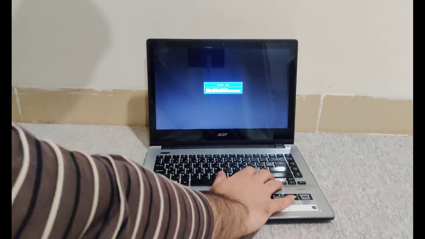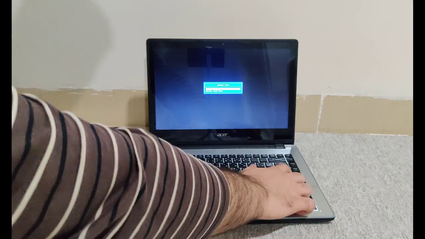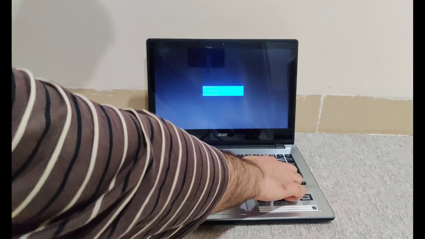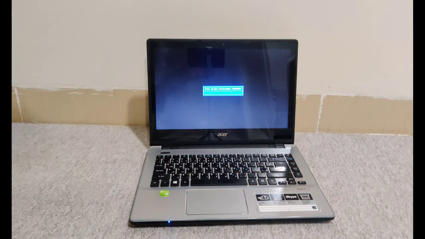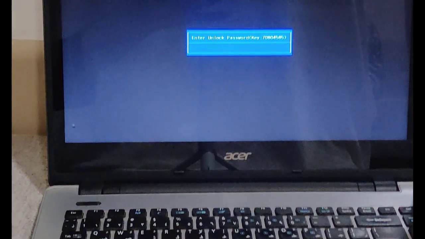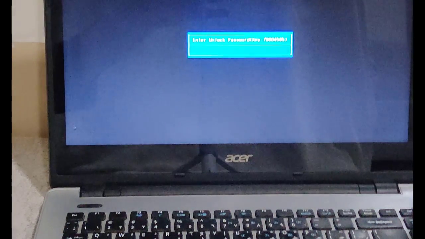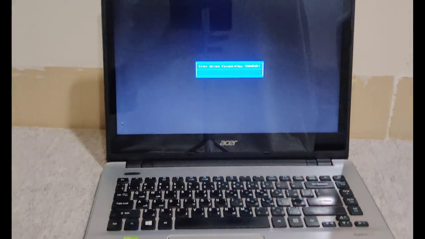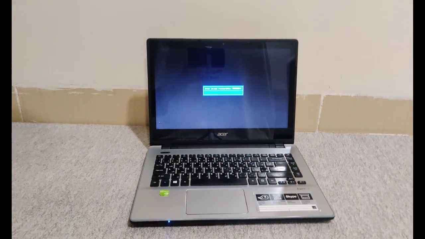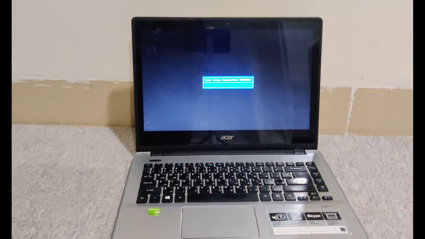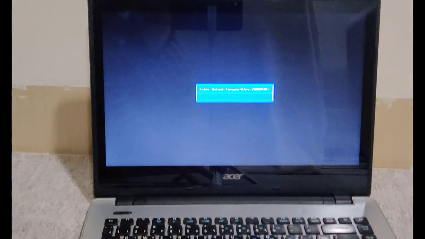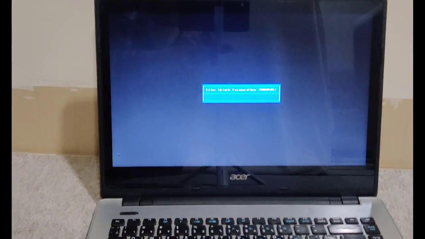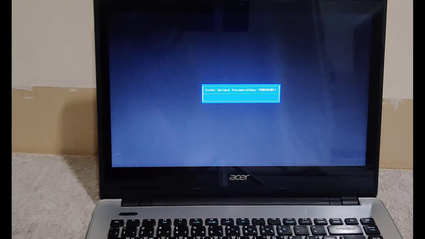The solution is, we have several solutions, and I want to talk about two of them, which are the easy ones. The first one is, after entering several passwords, it asks for two options: the first one is enter unlock password, and the second one is system shutdown. So by clicking the up arrow, you can go to enter unlock password, and after that it gives you an enter unlock password key that you can use to enter the BIOS, but this is not in all cases.